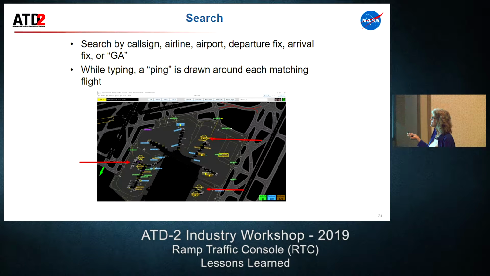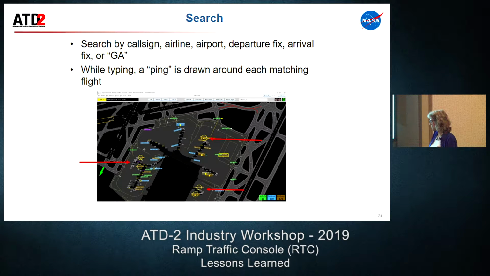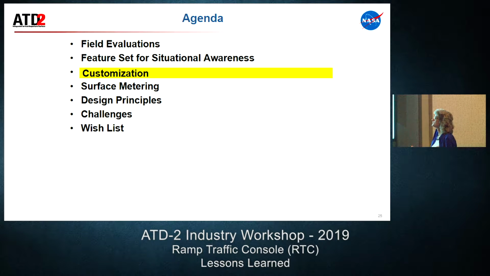And then we also have a search feature, so that when you enter a search, you can search by call sign, by airline, by airport, by departure fix, or arrival fix, or if you type in the literal text GA, then it'll highlight all the general aviation flights. And while you're typing, a yellow circle is drawn around each matching flight, and that helps controllers to quickly see where a flight is located. That was the complete set of features that controllers needed for situational awareness.